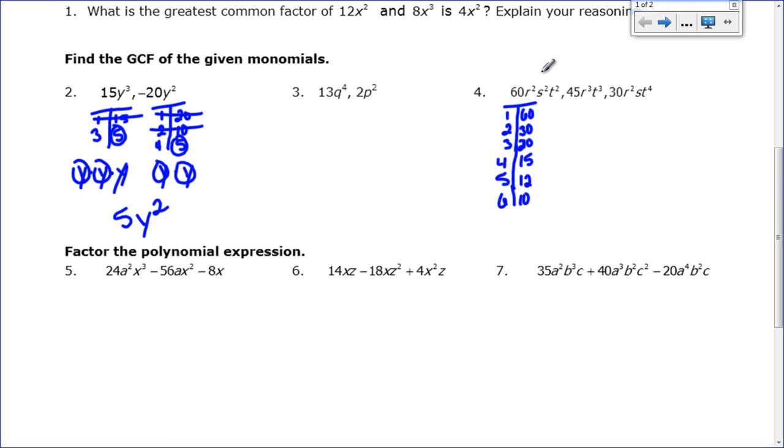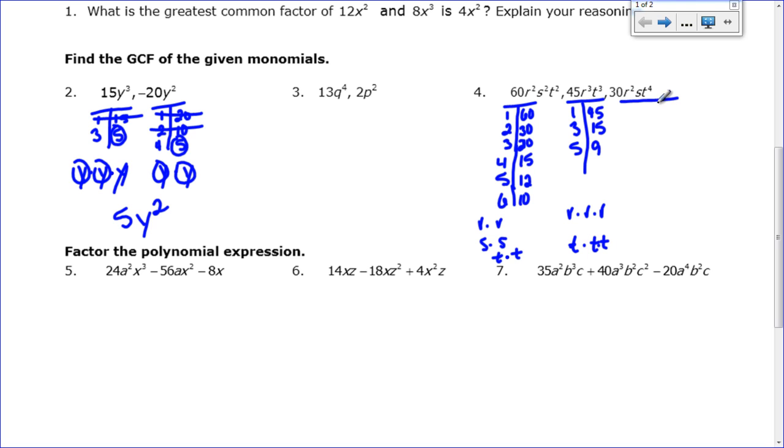Then we have to list out our R's, our S's, and our T's. So I have R times R, S times S, and T times T. Then for the 45, I'm going to list those as well. So I've got 1 and 45, 3 and 15, 5 and 9, and then my R's, S's, and T's. So I have R times R times R, and T times T times T.